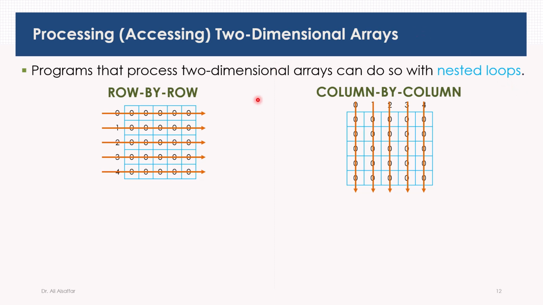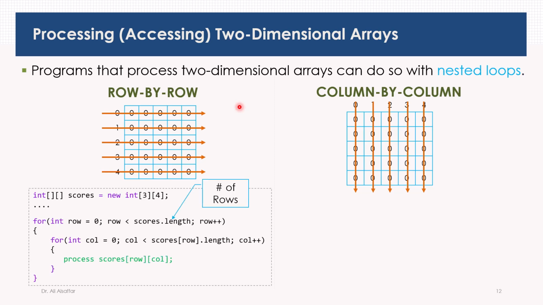The processing type, either row by row or column by column, is determined by the outer loop. If you write the outer loop that counts the number of rows, then we are processing the array row by row. And if you write the outer loop for the number of columns, then you are processing the array column by column. Of course, if you make one loop for one dimension, you have to make the other loop for the other dimension. So if the outer loop is for the rows, then the inner loop should be for the columns and vice versa. So let me show you how to implement this in Java for row by row processing.